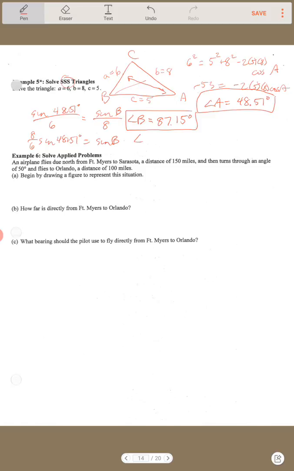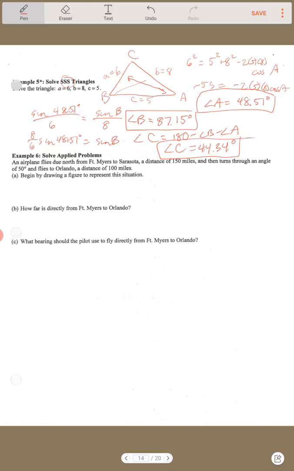To find the third angle, that makes it nice and easy. A triangle has 180 degrees. Subtract angle B and subtract angle A. You have your two values up above. So let's go ahead and do that. 180 minus 87.15 and also 48.51. And we will get an angle C value of 44.34 degrees.